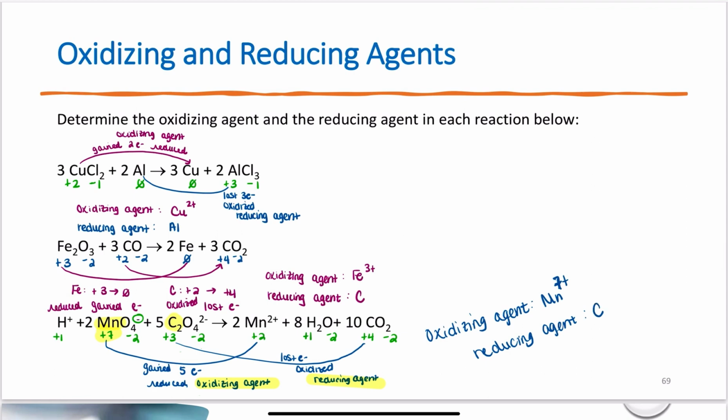Practice your oxidation states. Get these down because they matter when we start doing redox titrations. You need to be able to understand where these species are coming from.